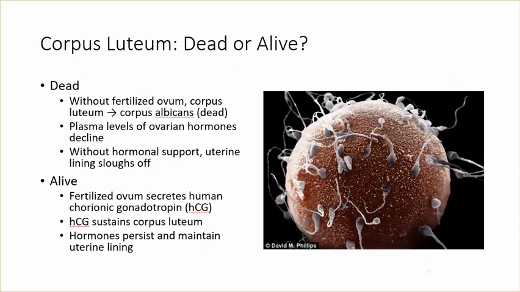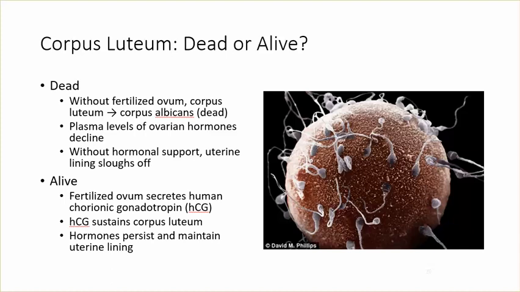Okay, so without a fertilized ova, without pregnancy, then the corpus luteum dies and becomes scar tissue, corpus albicans. The levels of the ovarian hormones go down because they're not being made. And then the endometrial lining comes off and menstruation happens.